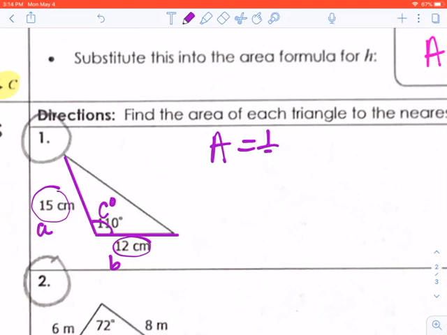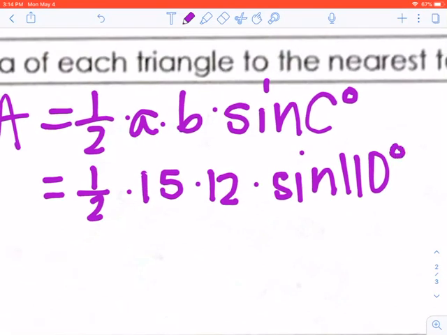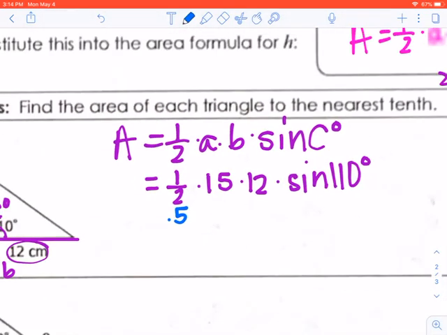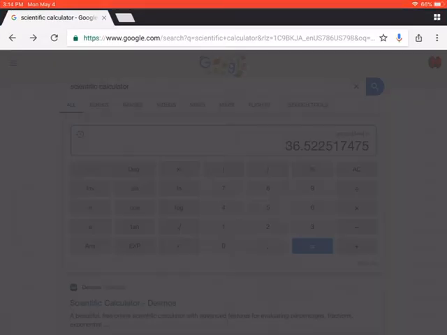Area is equal to 1/2 times A times B times the sine of angle C. And so we plug in our values. 1/2 times A, I said was 15, times B, I said was 12, times sine of 110 degrees for C. Okay? And these are just numbers you're just going to plug in straight into your calculator. 1/2, you can use 0.5 as 1/2 for your calculator if it's easier. Okay, so we'll go to our calculator. Make sure you're in degree mode.